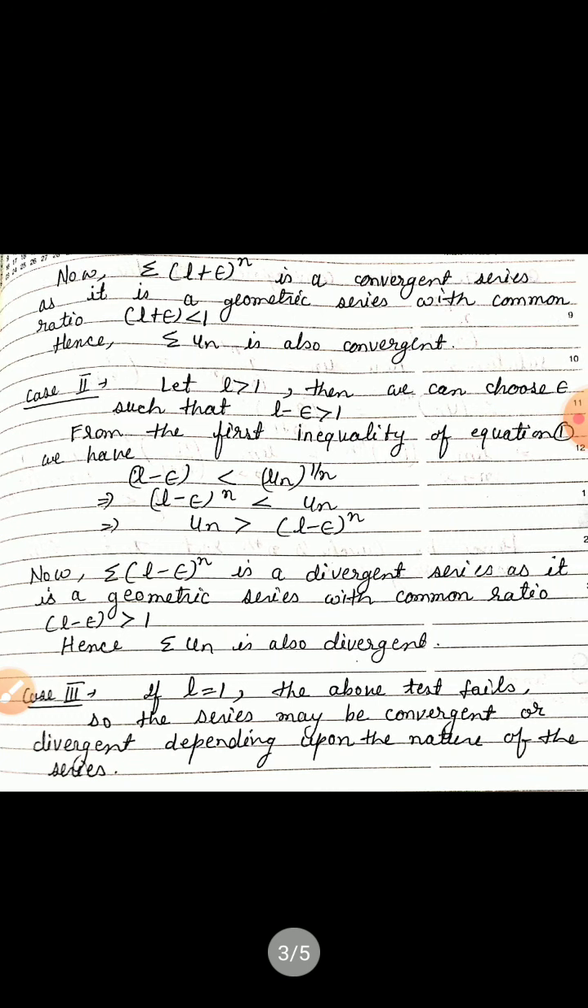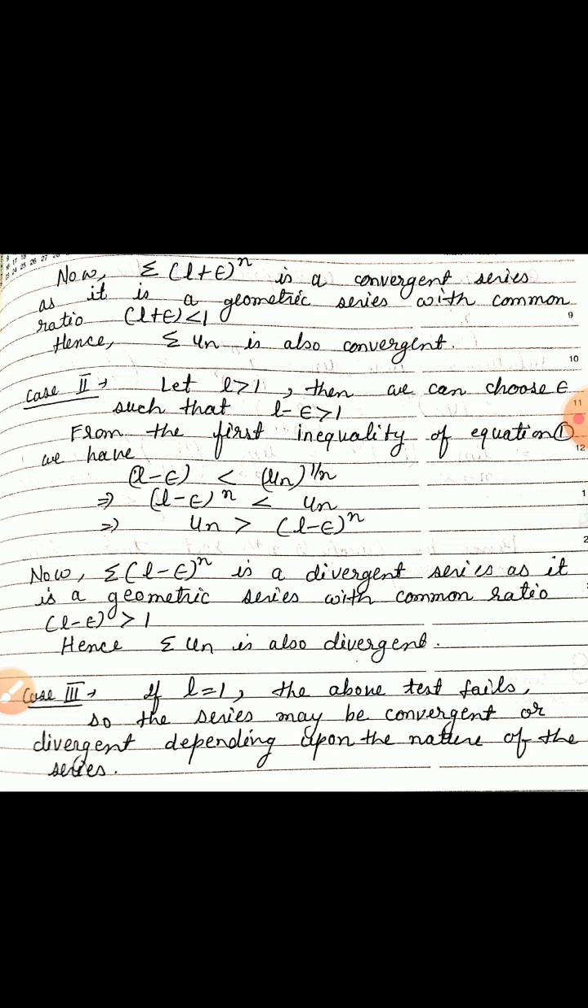Now summation (L plus epsilon) power n is a convergent series as it is a geometric series with common ratio L plus epsilon, and L plus epsilon is less than 1. So (L plus epsilon) power n is convergent and hence summation un is also convergent.